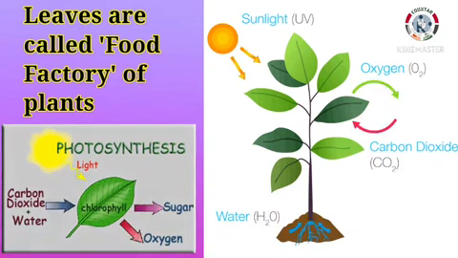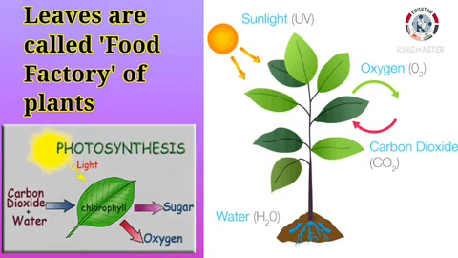Now let's see the functions of leaves. Leaves are called the food factory of a plant. Hence, leaves are also called the kitchen of a plant. They prepare food for the whole plant. The leaves have a green colored substance called chlorophyll.